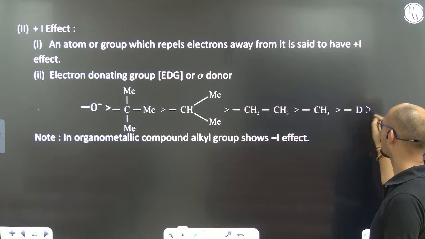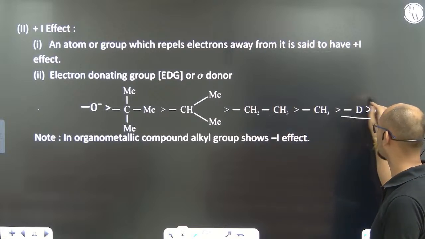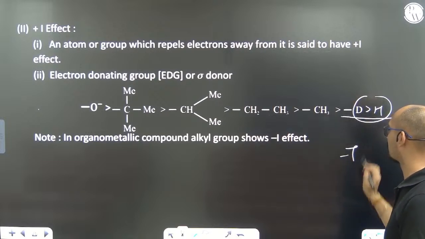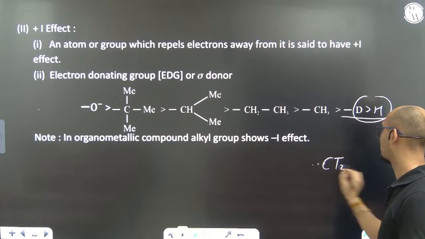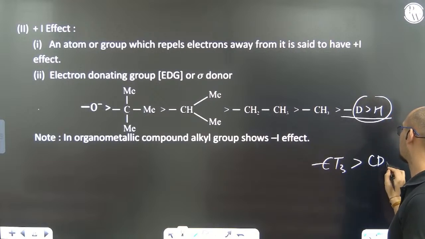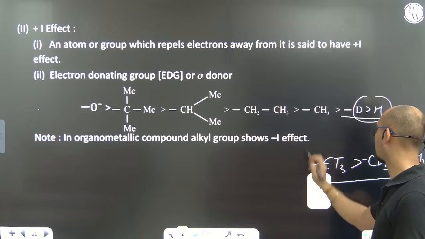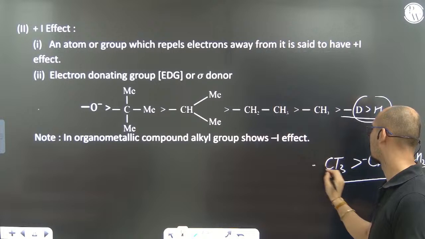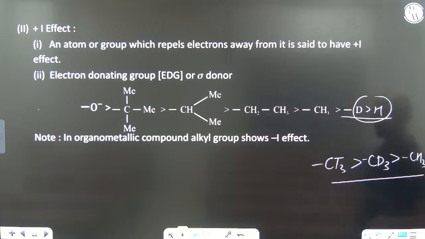Now D is more than H. This is something that we have to keep in mind. So if someone asks you, CT3 is more than CD3, which is more than CH3. If you talk about molar mass, always remember, the higher the molar mass of the hydrogen's isotopes, the greater its plus I effect will be.